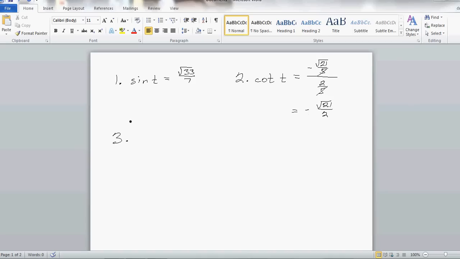Number 3, we have the point 3/4 and negative root 7/4, and what we are asked to do is to find the cosine of t. Well, the cosine of t is the x value, which in this particular case is simply 3/4.